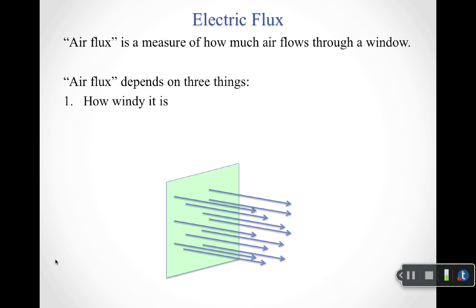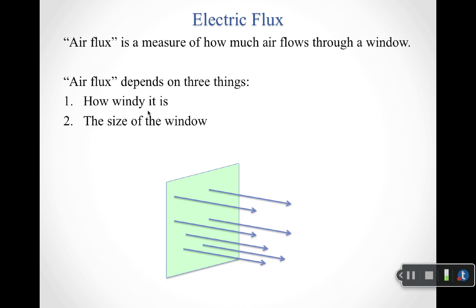First thing is how windy it is. The arrows here are representing the flow of air, and so this is going to be a particularly windy day, right? I've got a lot of arrows, they're all very long. Less windy would mean I've got fewer arrows coming through, right? So how much air comes through my window is going to tell me about how windy it is. Second thing is the size of the window.